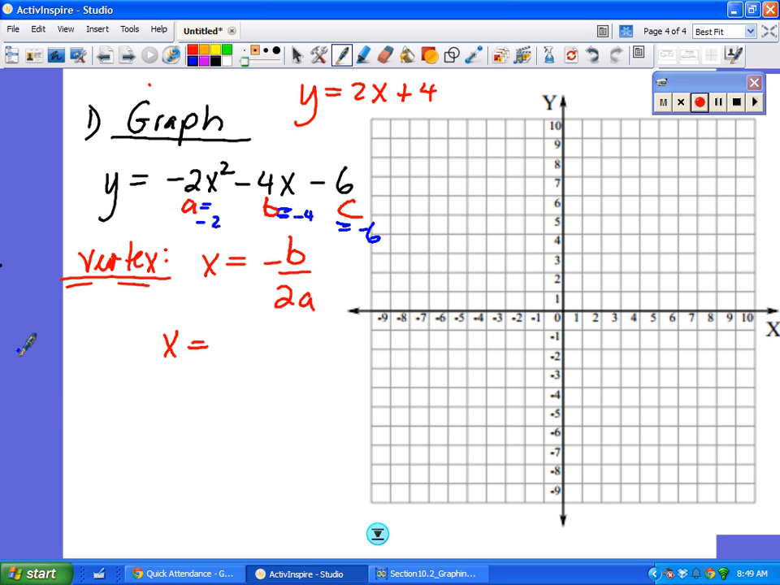Okay, now, so negative b, when you put this negative in front of this negative here, it becomes what? Positive 4. So don't waste time putting negative, negative, it just becomes positive. And then 2 times what? Negative 2 gives you -4. So you're going to have 4 divided by -4 gives you -1. All right, that's your x-coordinate of the vertex.